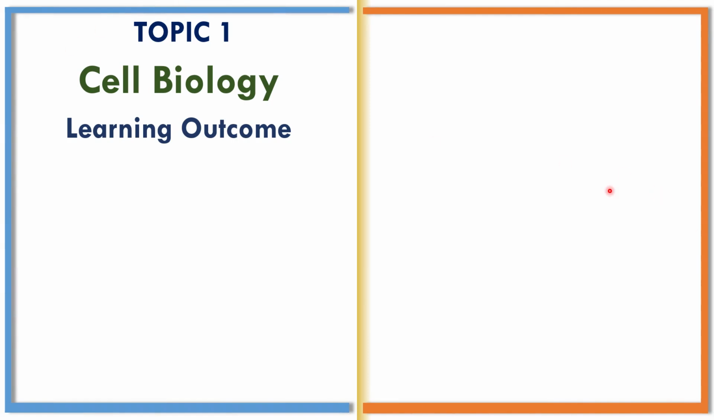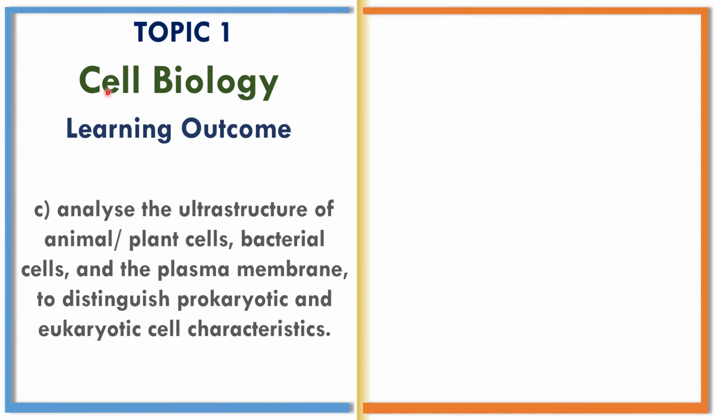I welcome you to Topic 1, Cell Biology, Learning Outcome C. Analyze the ultrastructure of animal/plant cells, bacterial cells, and the plasma membrane to distinguish prokaryotic and eukaryotic cell characteristics.